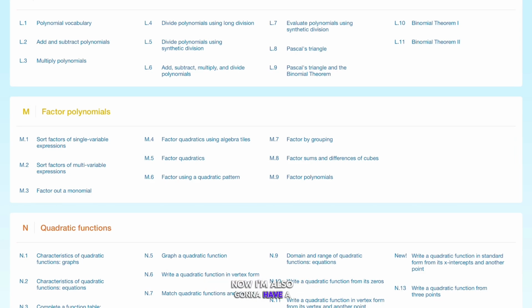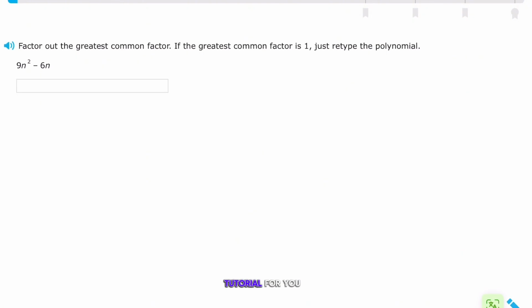Now, I'm also going to have a component in Google Classroom where I want you to write how you figured out M3. Okay, so I'm going to do a little tutorial for you for M3. So you're going to factor out the greatest common factor. If the greatest common factor is 1, just retype the polynomial.